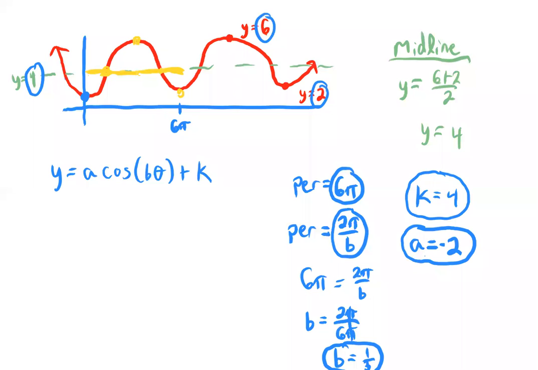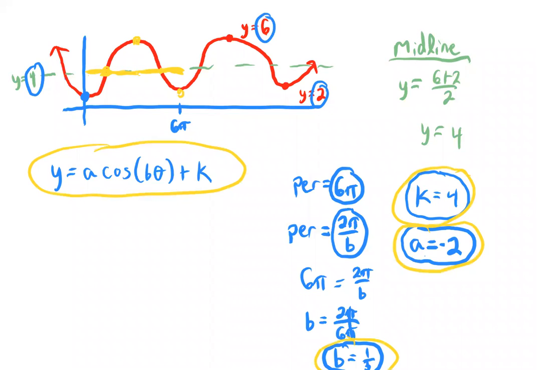So now I have k, I have A, and I have b. That's what I need to plug into this formula. And we are done with notes for the year. Still can't believe it. So y equals A, which is -2, cosine of b, 1/3 times theta. The better way to write that is theta over 3. That's the same as 1/3 theta. And then plus k. Our k is +4 here.